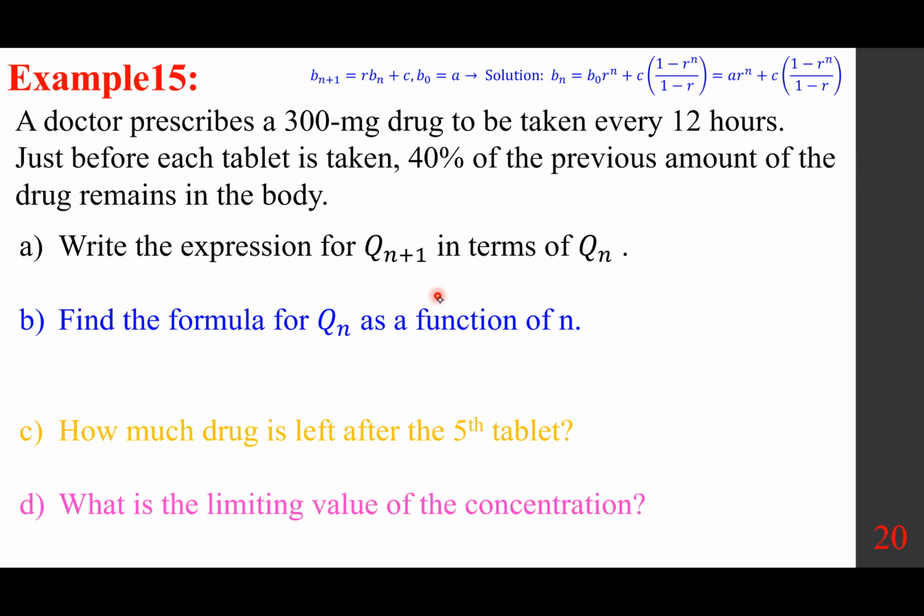A doctor prescribes a 300 milligram drug to be taken every 12 hours. Just before each tablet is taken, 40% of the previous amount of drug remains in the body. Write the expression for Qn plus 1 in terms of Qn.